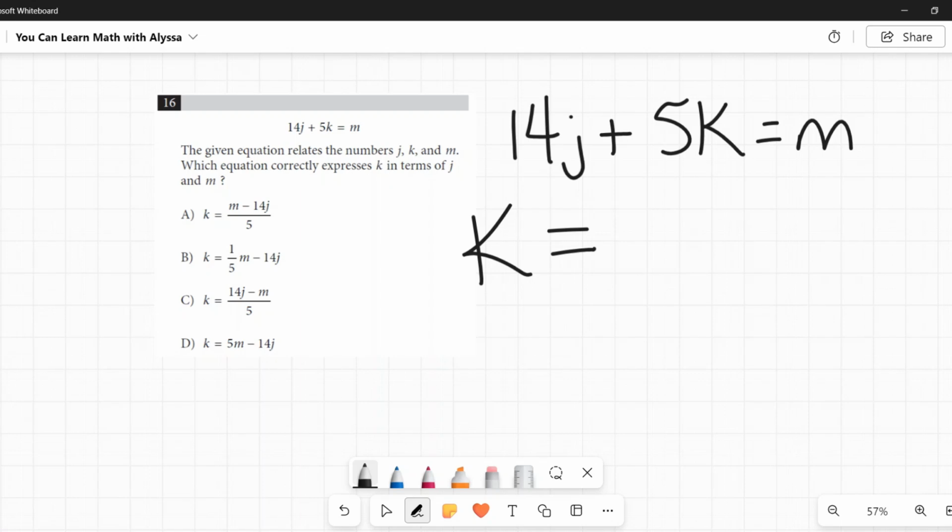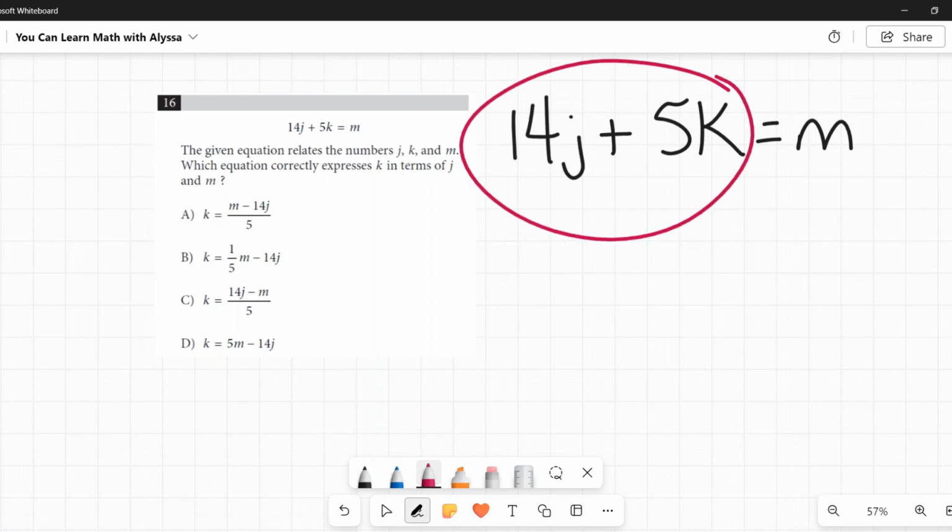Solve for the indicated variable. This all means the same thing. When we say express k in terms of j and m, put k in terms of j and m, solve for k, it all means the same thing, what we're about to do. All right, so I'm going to treat this like any other algebra problem, and I'm just going to undo what's been done to k to get it by itself.